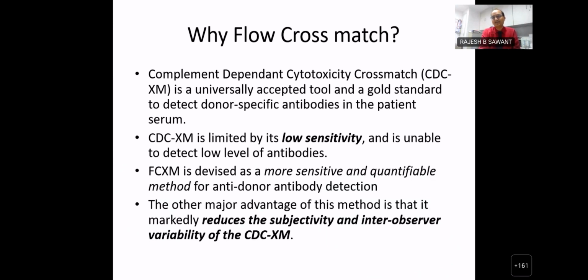So why has flow cross match evolved? That is because the CDC cross match, though it is a universally acceptable tool and also a gold standard, as I said, has very low sensitivity, right? Whereas flow cross match is a more sensitive and also quantifiable method for any anti-donor antibody. If it is present, you can detect that, right? So this reduces the subjectivity and also inter-observer variability, because finally a CDC is reported with your own eyes. So there is a lot of subjectivity involved. You do a microscopic interpretation of cell death versus viability, whereas with flow, you will get a proper objective result.